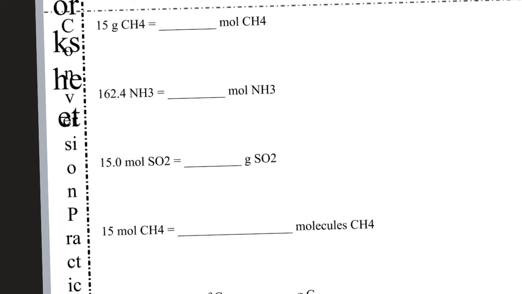So the first thing we're going to do is we're going to identify our knowns and our unknowns. So this number is given to us, so that's our known. And it's asking us to find out how many moles, so that's our unknown. I'm going to put this in a table. My known goes in the top. So I've got 15 grams of CH4.